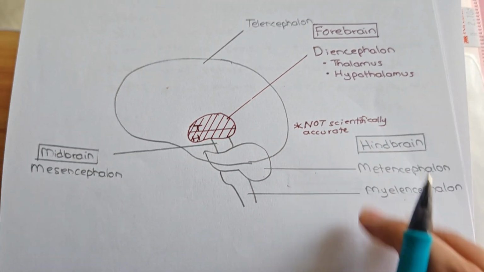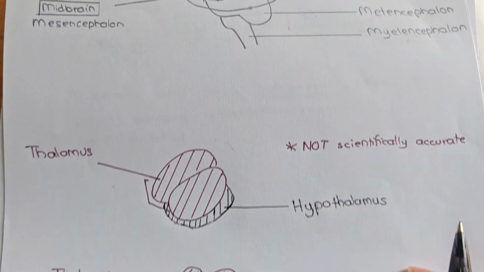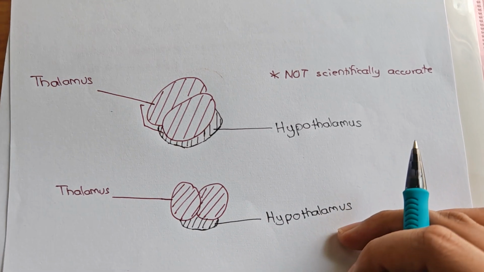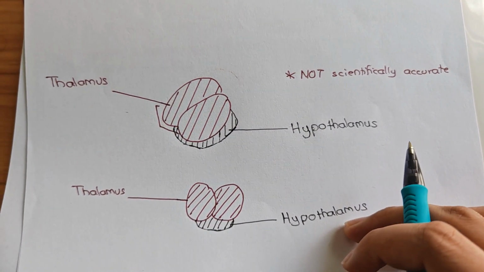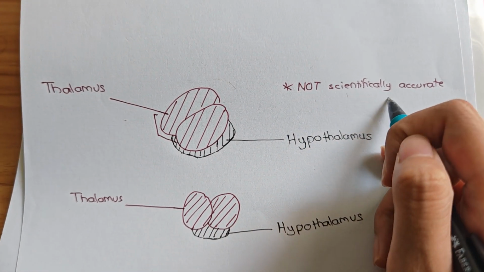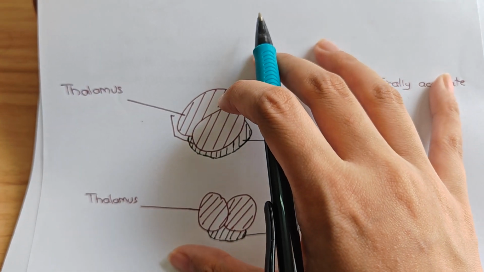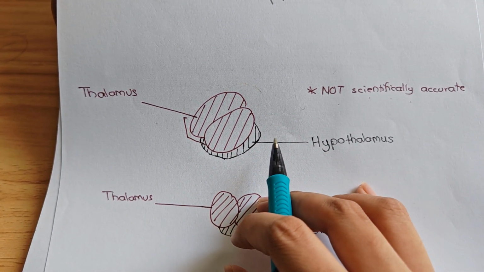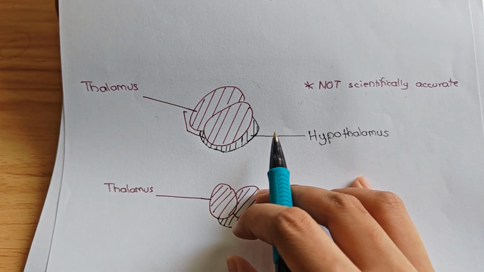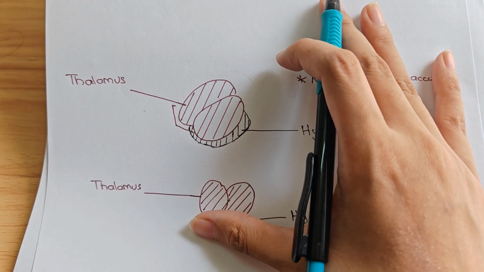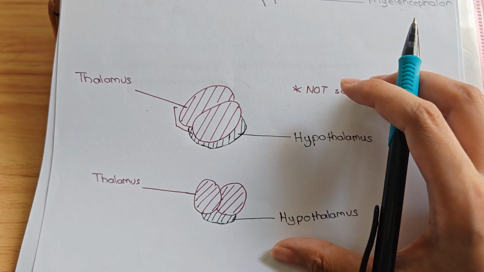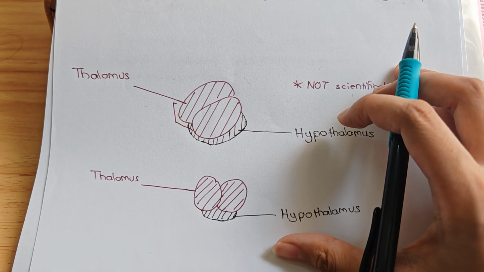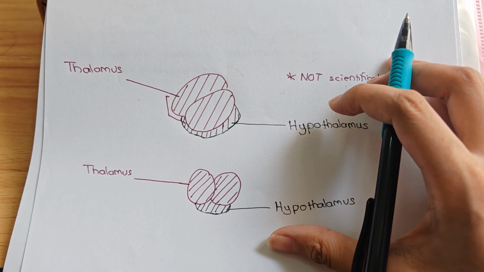Sorry about that. Okay, we will now continue. All right, so I just want to remind you guys again, this is not scientifically accurate, but it provides a picture of what the thalamus and hypothalamus would look like. It's easier when you have visuals, so you can remember the information.